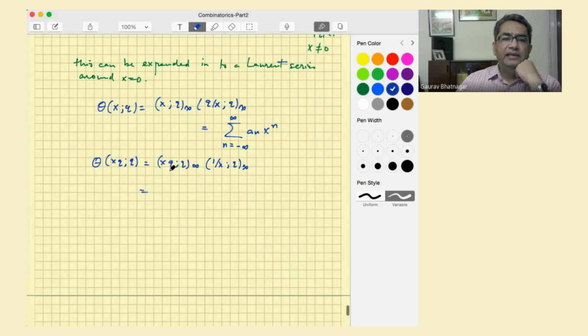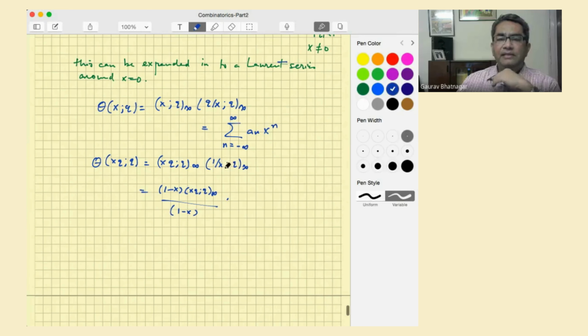So this is 1 minus x, 1 minus x cube, 1 minus x cube square, and so on. This is 1 minus x cube. So if I multiply by x, 1 minus x, and I also divide by 1 minus x, this part will become x q infinity.